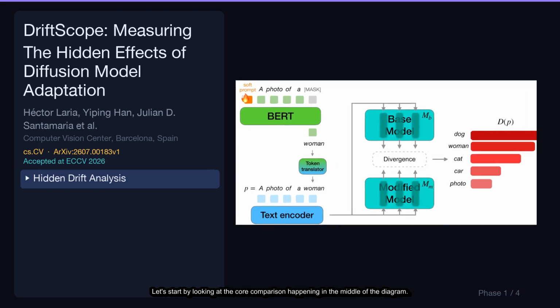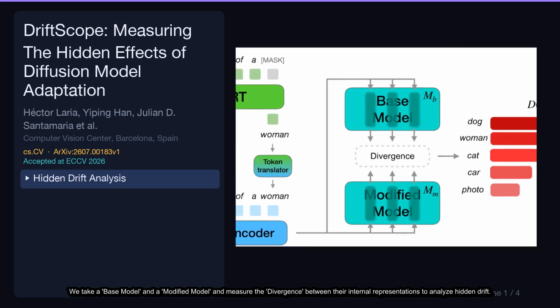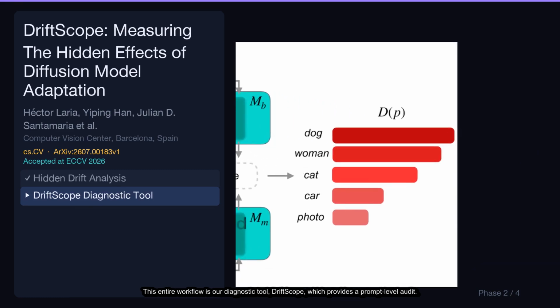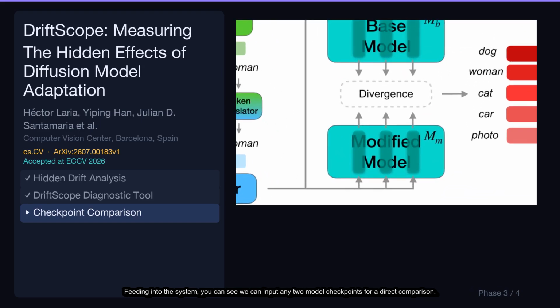Let's start by looking at the core comparison happening in the middle of the diagram. We take a base model and a modified model and measure the divergence between their internal representations to analyze hidden drift. This entire workflow is our diagnostic tool, DriftScope, which provides a prompt-level audit. The final output is this interpretable bar chart, labeled DP, which surfaces the concepts that have drifted for a given input. Feeding into the system, you can see we can input any two model checkpoints for a direct comparison.